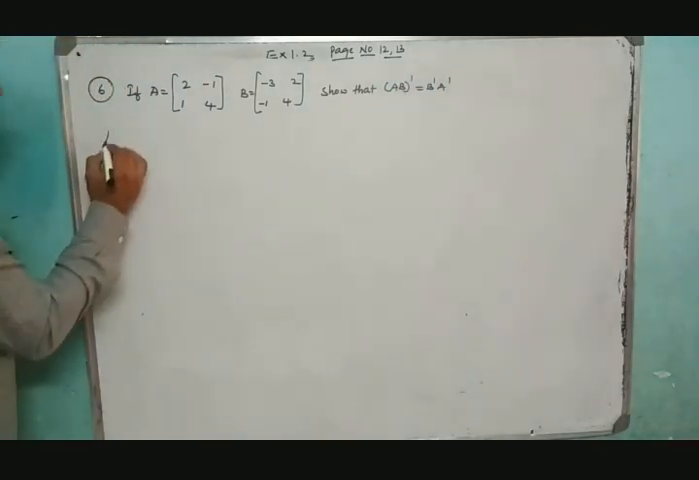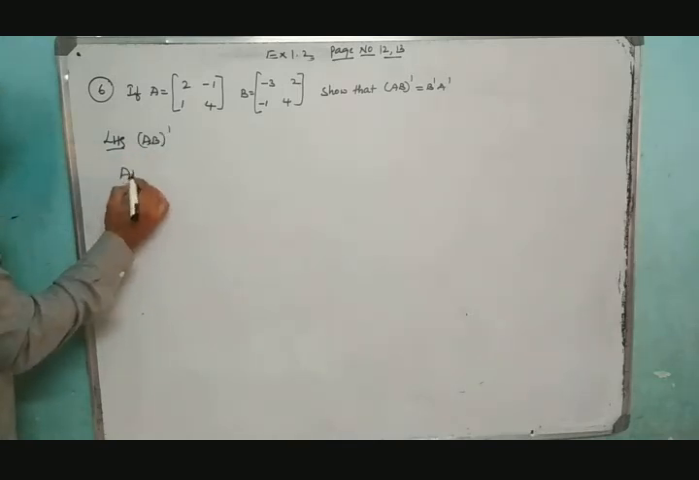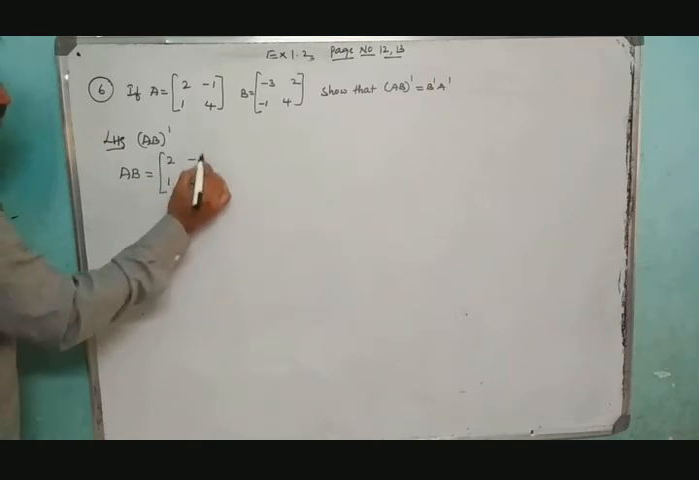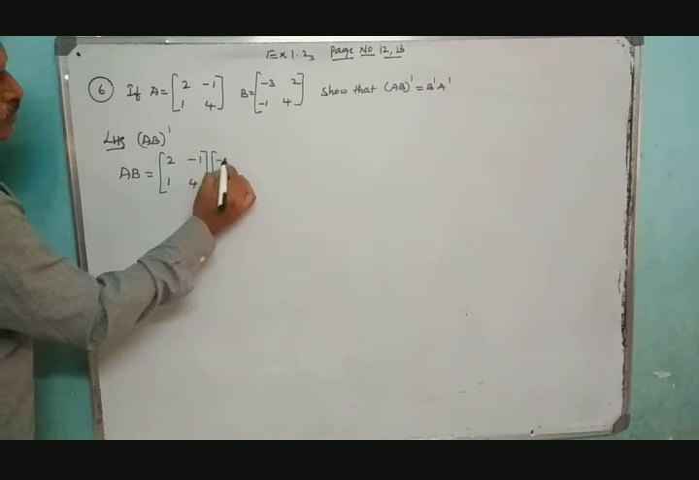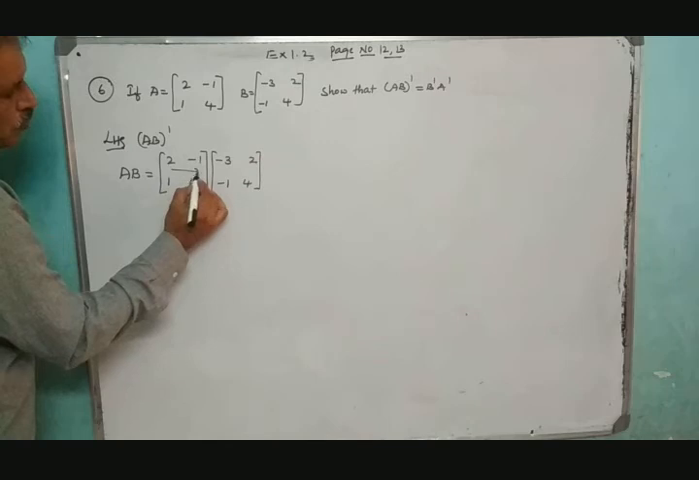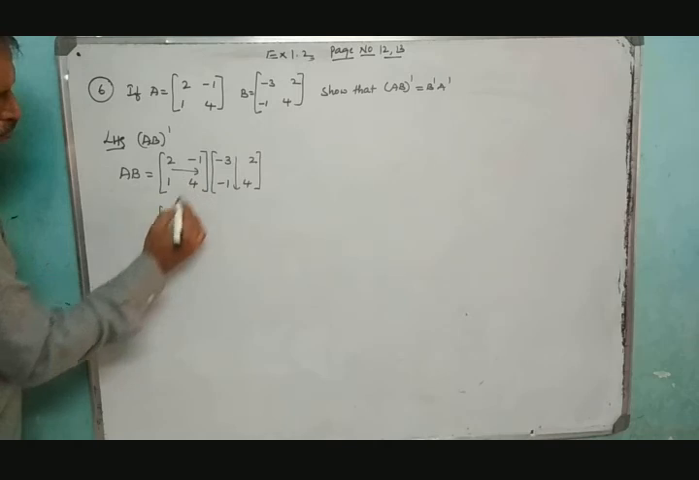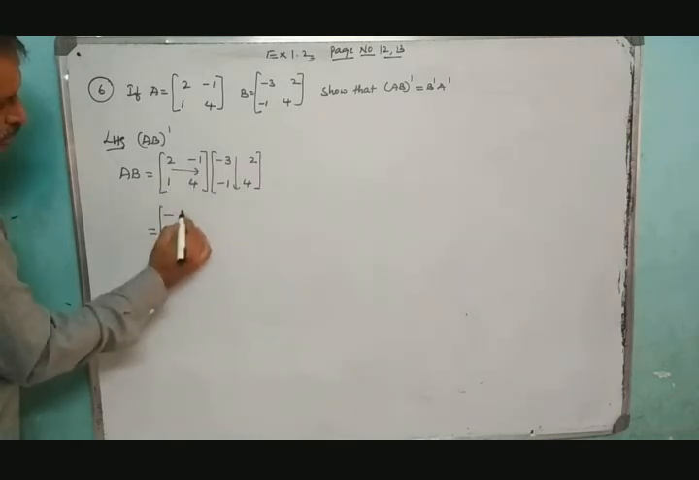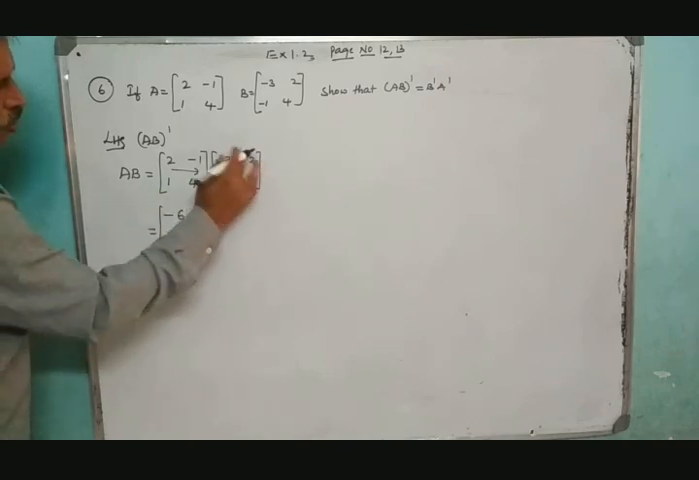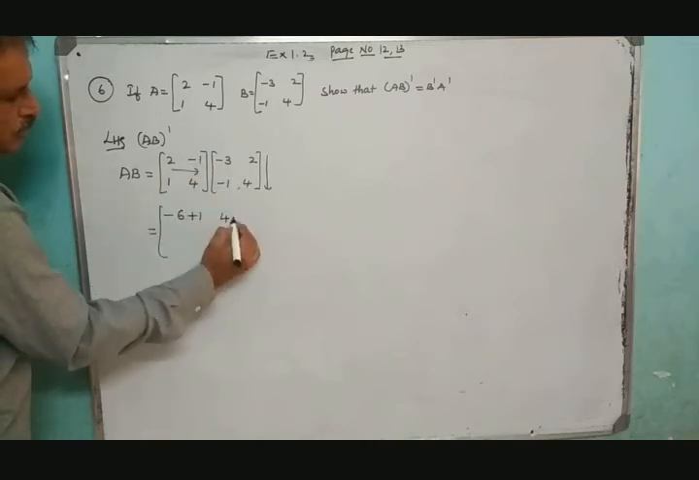So first, what I have to take is the left hand side, (AB) whole transpose. For that I should do AB. What is A? 2, minus 1, 1, 4. What is B? Minus 3, 2, minus 1, 4. So first row, first column: 2 into minus 3, minus 6, plus minus into minus, plus 1, so minus 5. First row, second column: 2 2s are 4, minus into plus, minus 4, so 0.